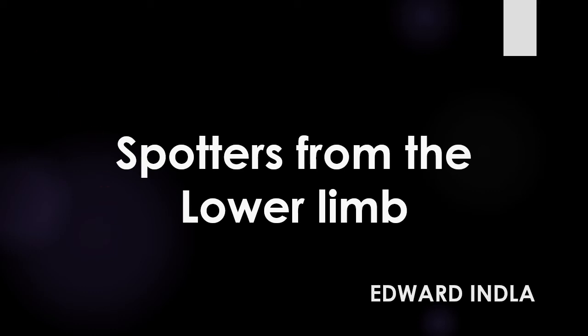So today we are going to discuss the spotters which are usually asked from the lower limb. In our previous classes, we discussed the spotters usually asked in the head and neck, neuroanatomy, and the upper limb. Now we have come to the lower limb. In today's class, I am going to show pictures of the hip bone, then the femur. In the next class, I'm going to discuss the tibia, fibula, then the articulated foot.